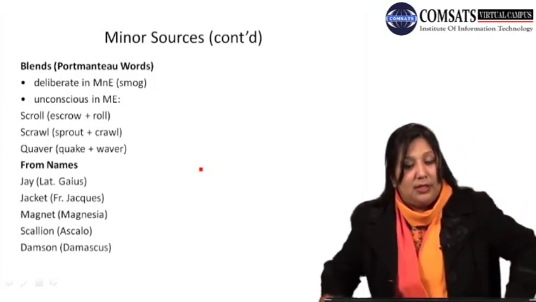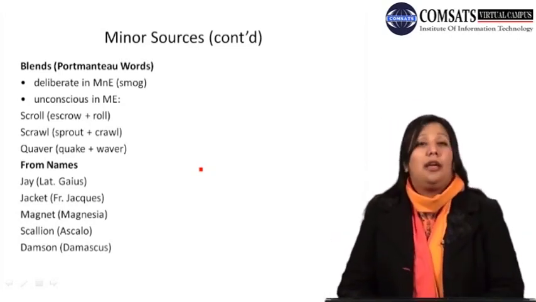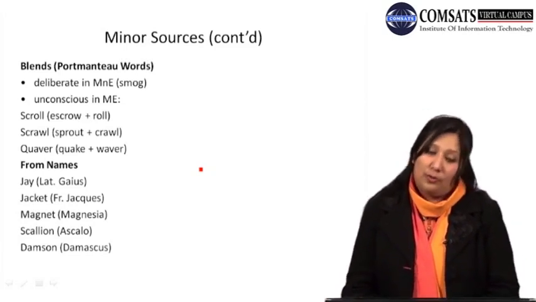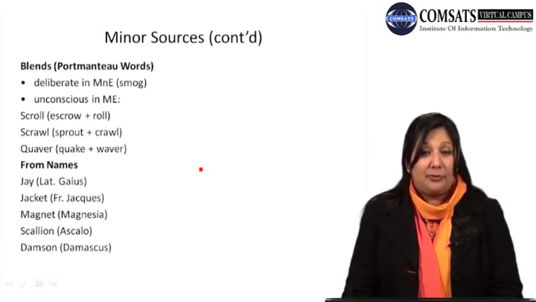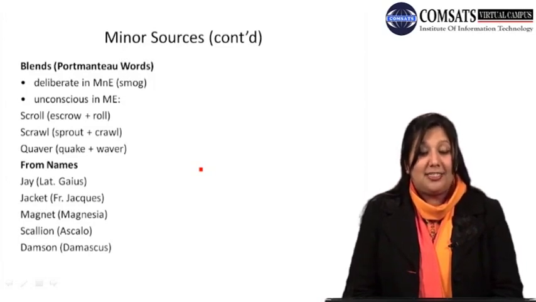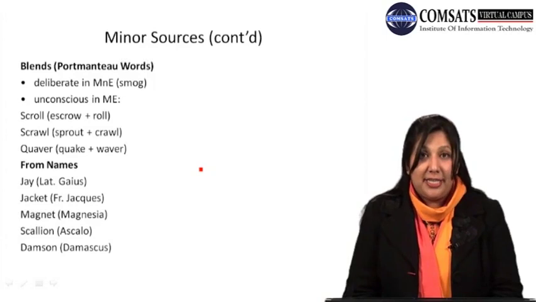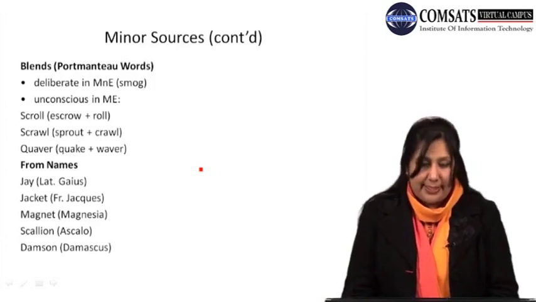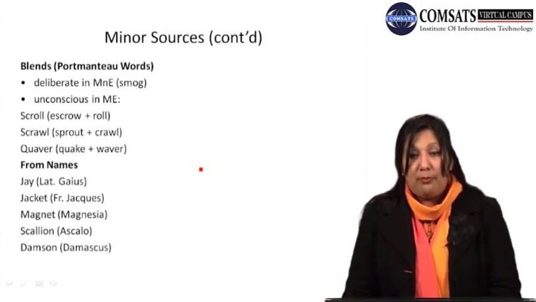So there are some words in Middle English or even in our today's English that have been found from the names. For example, it comes from the Latin name. Okay, jacket. It comes from a French word, and the actual origin is Jacques. Good, interesting to know. Okay, the word magnet. Magnet comes from Magnesia.